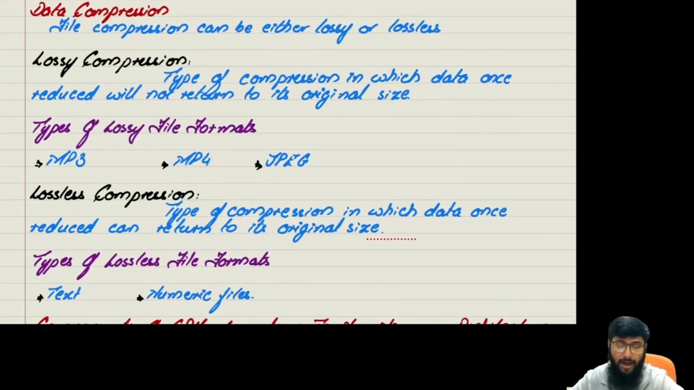Now when it comes to the file formats for lossy, lossy does have MP3, that means sound, MP4, that means video, and JPG image. That means these sorts of files use lossy compression techniques. But when it comes to lossless compression, the files that utilize the lossless compression technique are the text and number file formats.